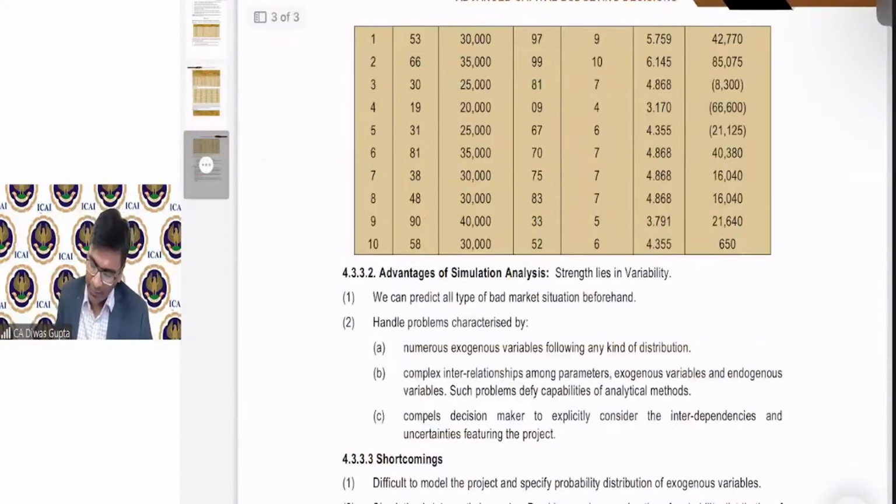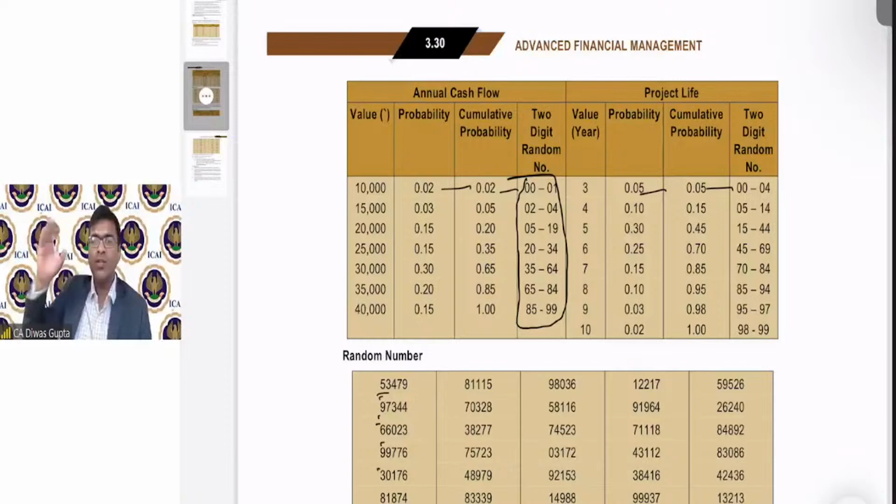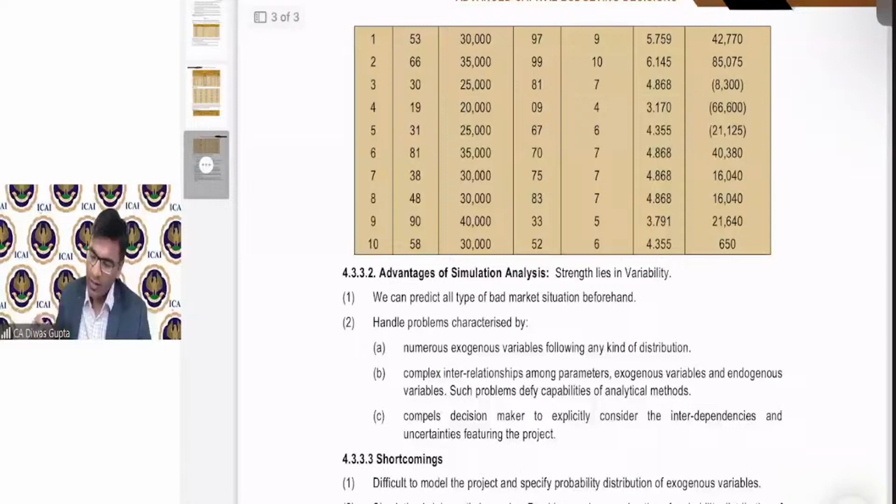Then using these random numbers, these are 6-digit numbers, so don't get confused. We only have to use the first two digits, right? So the first two digits are taken for both annual cash flow and project life, and then the respective value is taken to arrive at the NPV. So if you see, this is the NPV, 42,770. By taking 30,000 times 5.759 minus the initial cash outflow. Simple. Because 5.759 is the annuity factor based on the discounting rate.